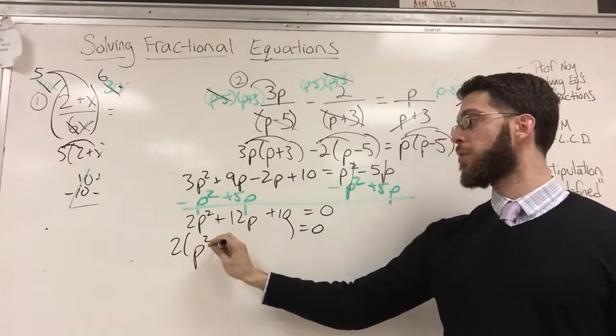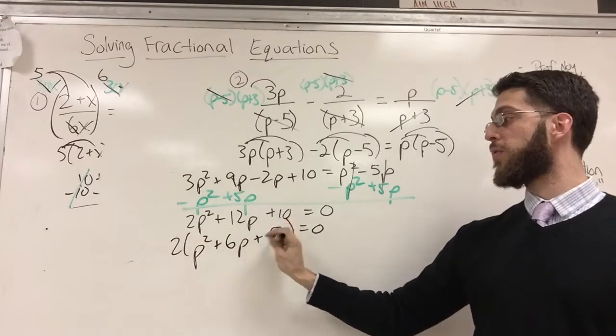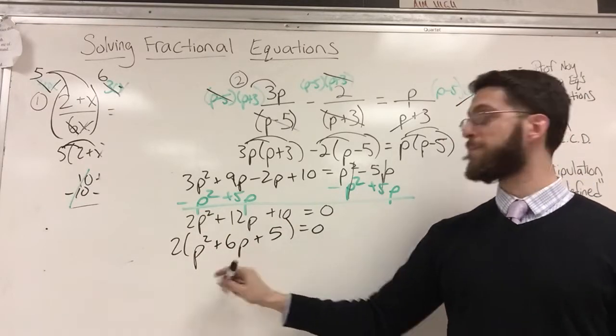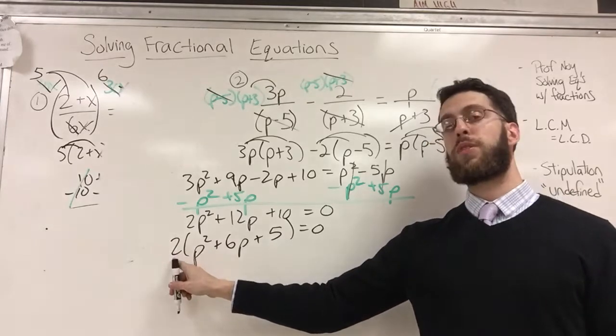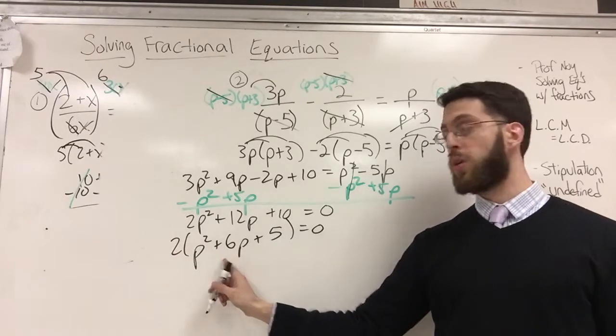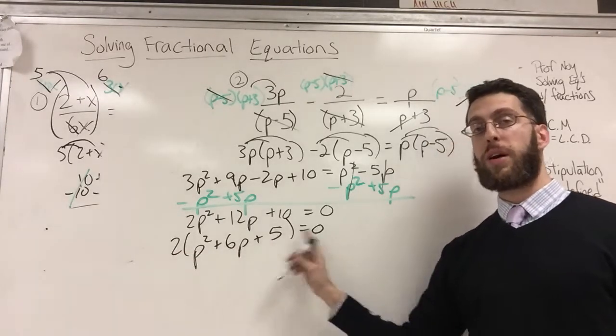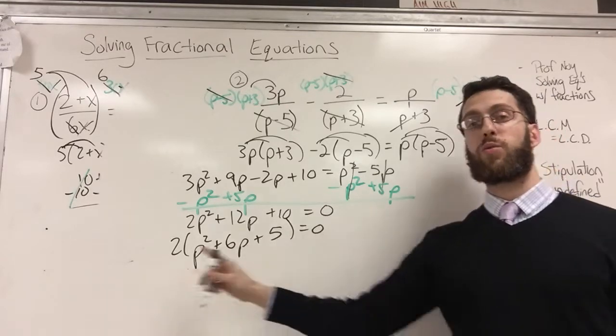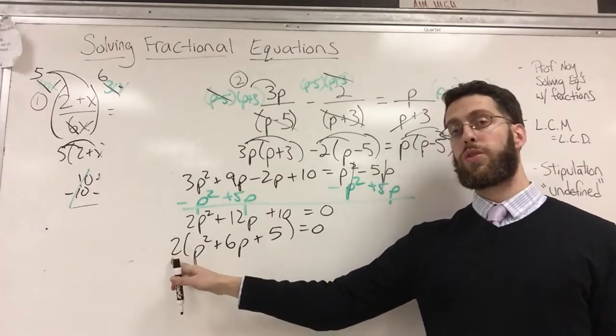Now I'm left with p squared plus 6p plus 5. Do you know what to do now? Couple things. You can drop the 2 down and continue. You could right away divide both sides by 2, and 0 divided by 2 will be 0. So the 2 is no longer significant.